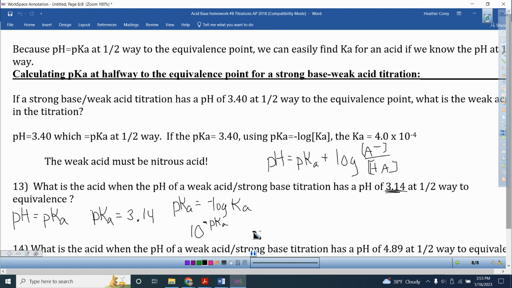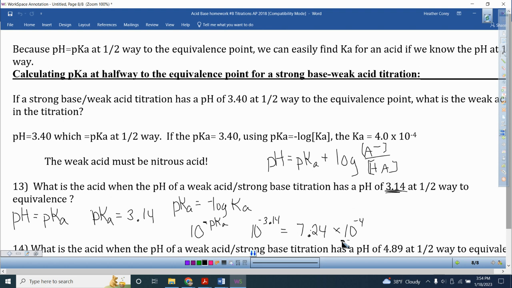And so if my pKa is 3.14, this gives me a Ka of 7.24 times 10 to the negative 4.